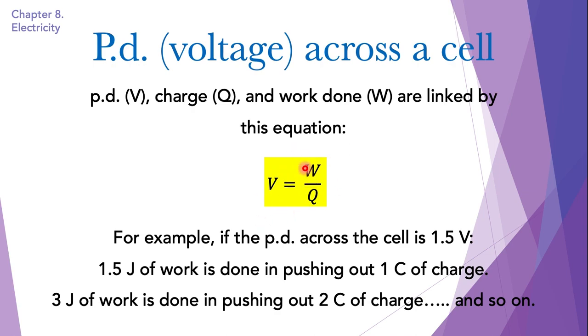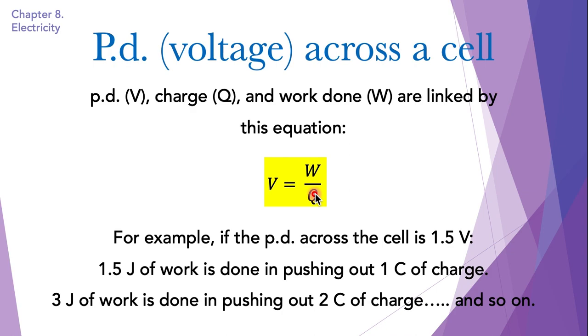In the same way, we can rearrange the equation using the rearranging triangle. So for example, if the potential difference across the cell is 1.5 volts, then 1.5 joules of work is done in pushing out 1 coulomb of charge. 3 joules of work is done in pushing out 2 coulombs of charge, and so on. So this is how the potential difference is found using charge and work done.